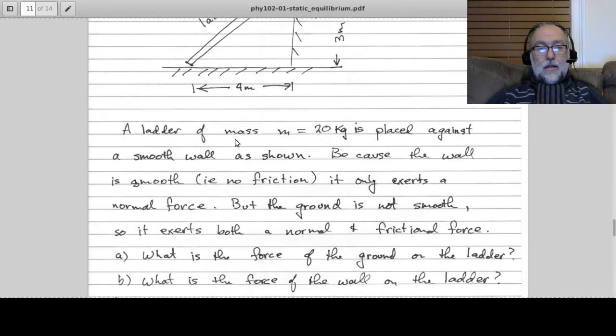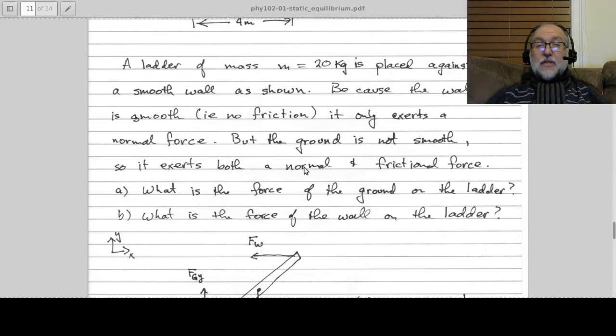But the ground is not smooth. So it exerts both a normal force and a frictional force. You'll see that in my diagram in a minute. If it didn't, the ladder would just slip down, and then we wouldn't have statics. So it exerts both a normal and a frictional force. The first question is, what is the force of the ground on the ladder? And the second is, what is the force of the wall on the ladder?